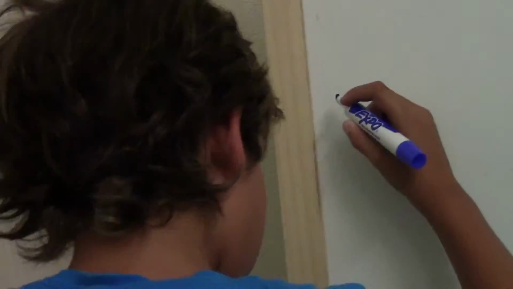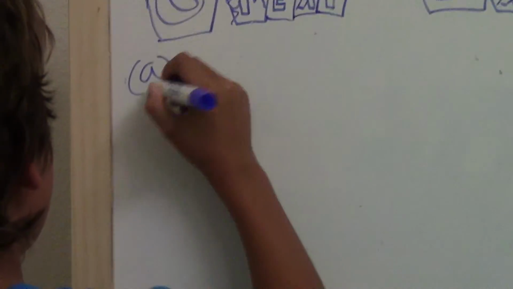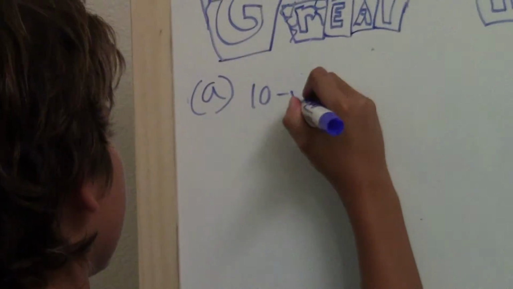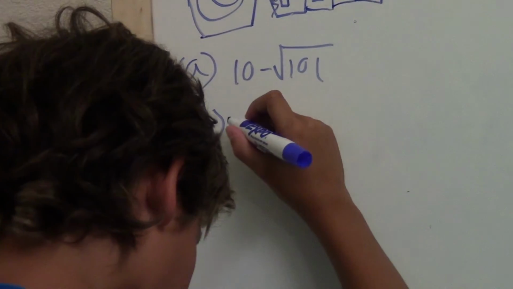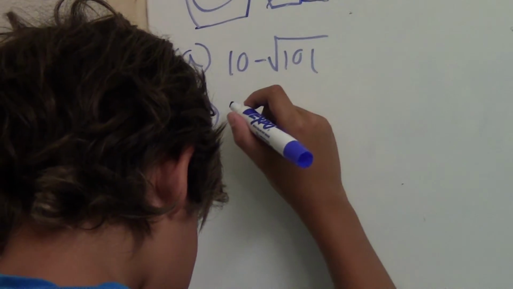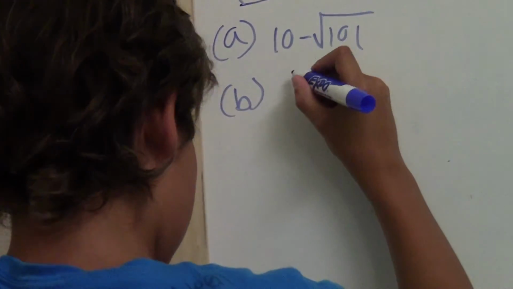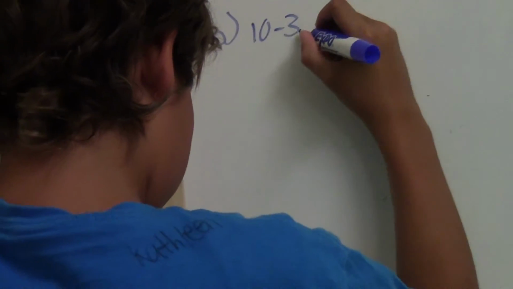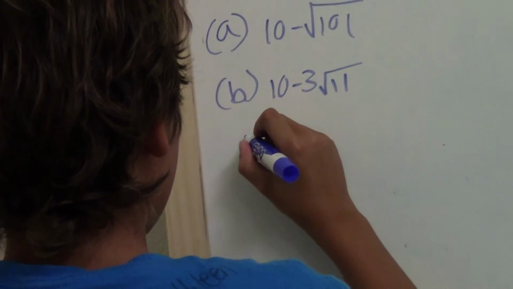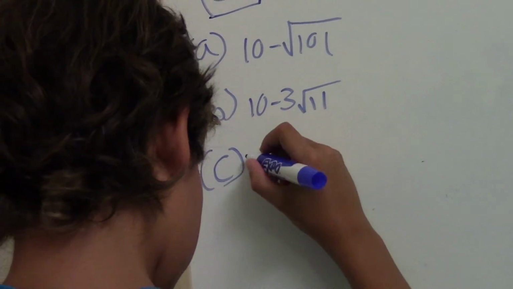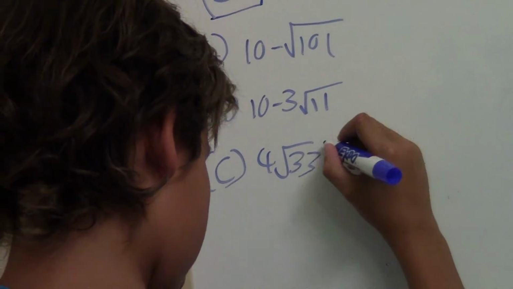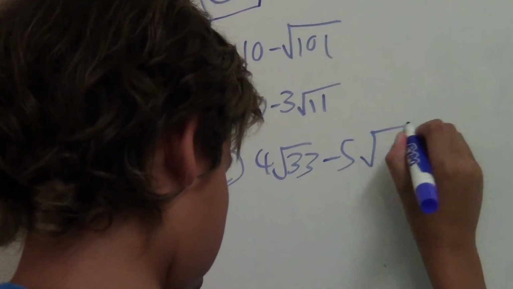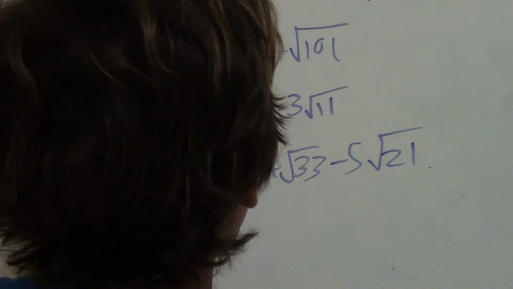So A is 10 minus the square root of 101. B is 10 minus 3 times the square root of 11. C is 4 times the square root of 33 minus 5 times the square root of 21.